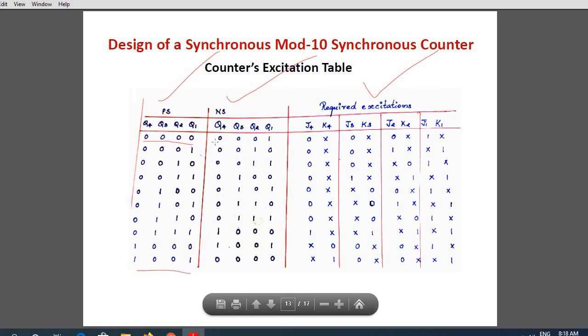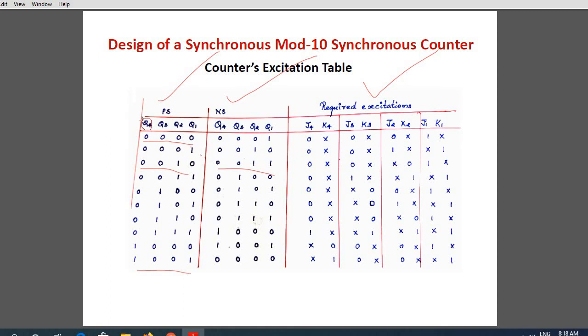For each of the present states, you write the corresponding next state. For example, if it is 0010, it is 0011 next. So first you fill this present state, then you fill the next state, then the required excitation. By taking Q4 in present state and Q4 in next state, you can fill J4 and K4. Similarly, by taking Q3, it is like Qn plus 1 combination, you can write J3 and K3. Similarly for the others also.